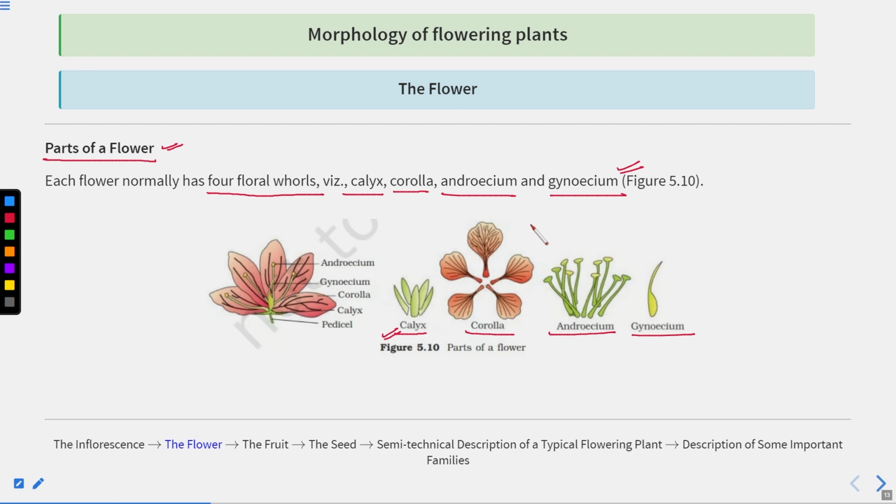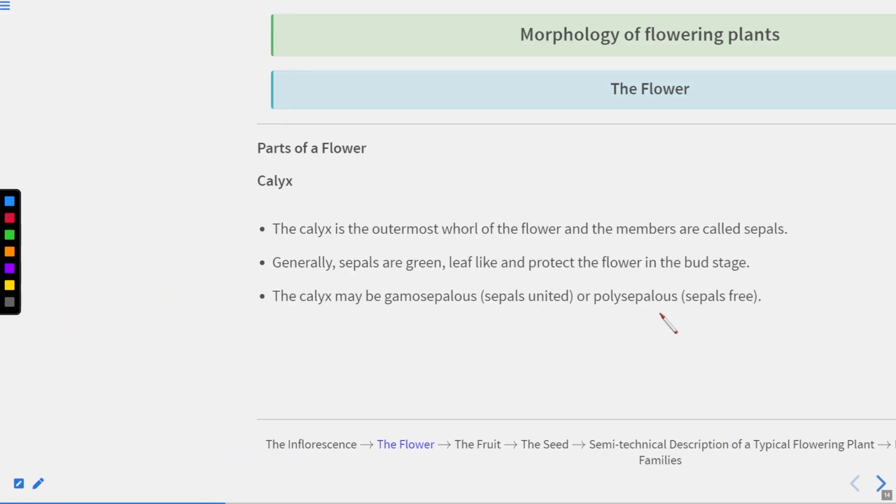And what about this corolla? The corolla is variously colored. Sometimes green, sometimes blue, red. So they attract pollinators. Androecium is all the stamens united together. They are called androecium. They are the male reproductive organ. Similarly, all the carpels unitedly are called gynoecium, and that is the female reproductive organ.